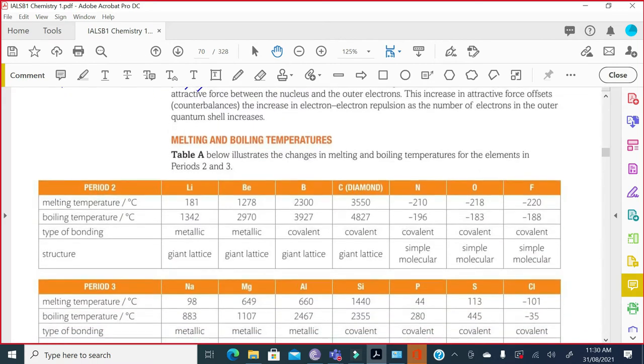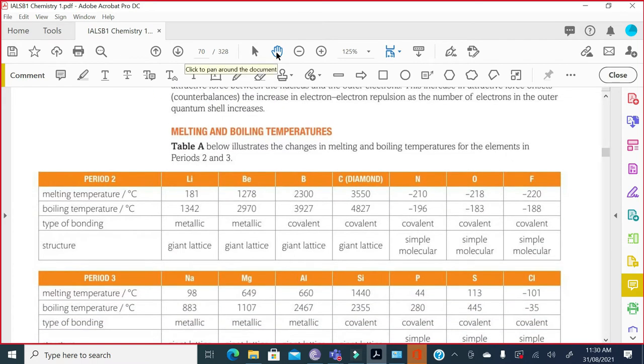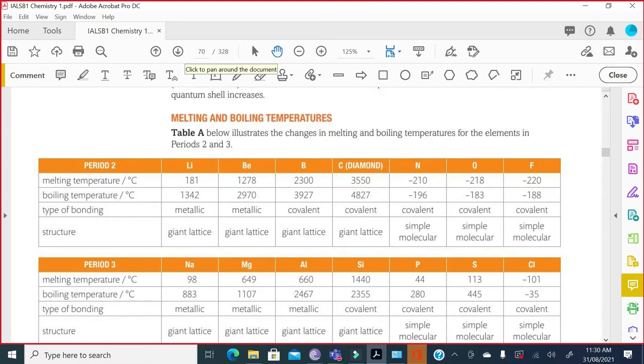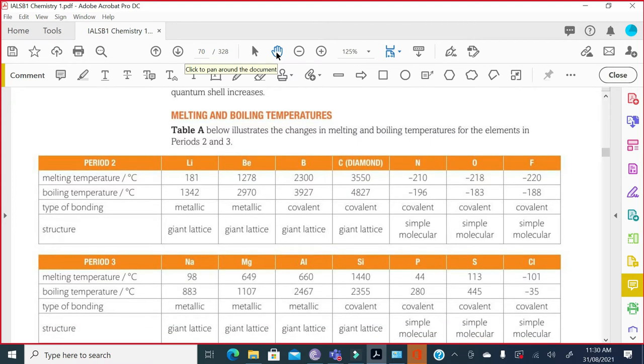Melting and boiling temperatures. You can see tabulated information is given to you. Lithium, beryllium, boron, nitrogen, oxygen, fluorine. We are moving across once again, and we need to see what is happening. Carbon is there, oxygen and fluorine is there. See the melting temperature here. It is slowly and gradually increasing. There was an increase till here, but after that you can see negative, and then you are going towards more negative.